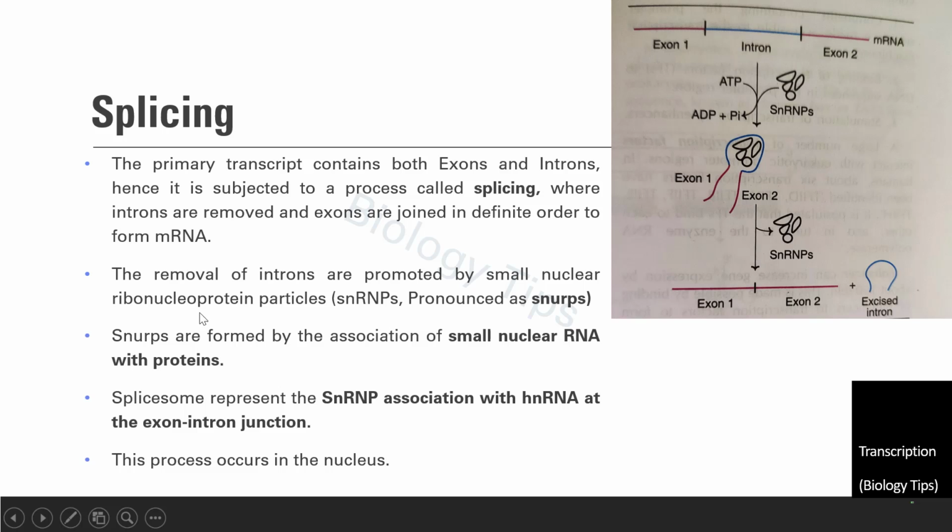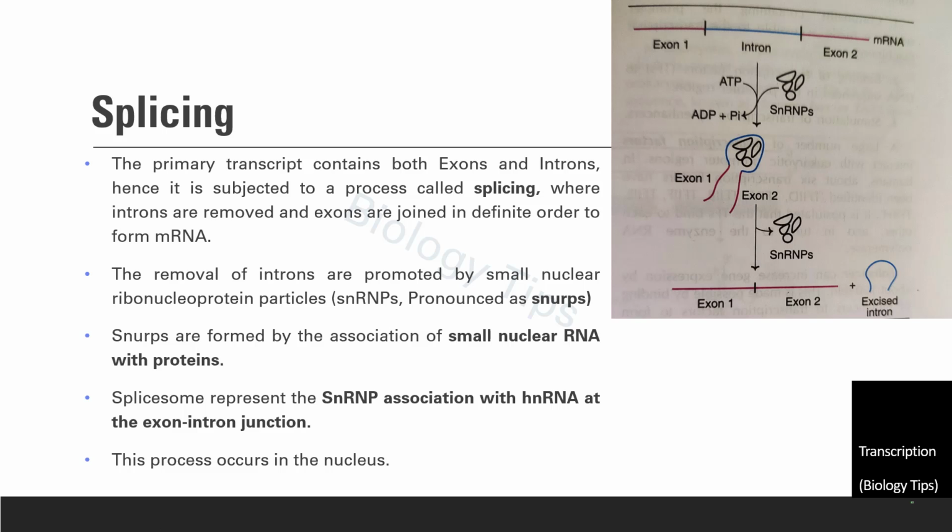Small nuclear ribonucleoprotein particles. From the name itself, you know, they possess small nuclear RNA plus proteins, right? Now what will the SNRPs do? They will come and join at the junction of exons and introns. So here it will join, right?